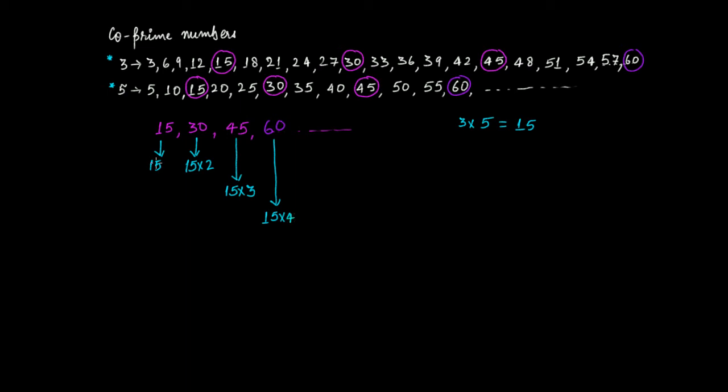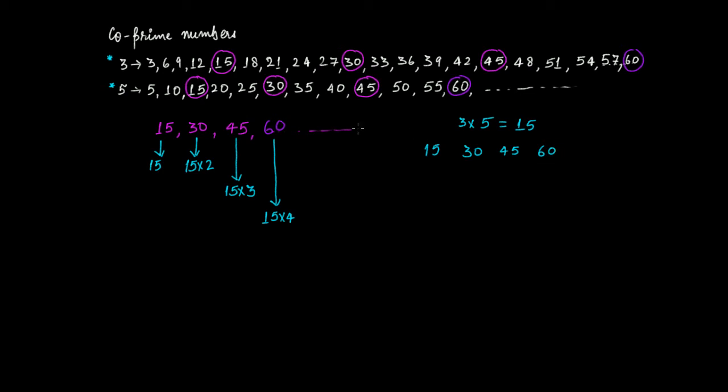So this is 15, the first common multiple. Next is 15 times 2, the next is 15 times 3, and next is 15 times 4. That is, the first common multiple is 15, the second is twice of 15, that is 30, the third is thrice of 15, that is 45, and the next one will be 4 times 15, that will be 60.